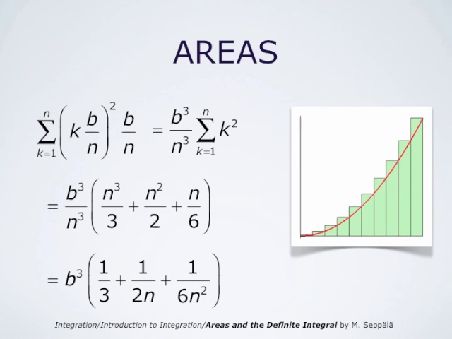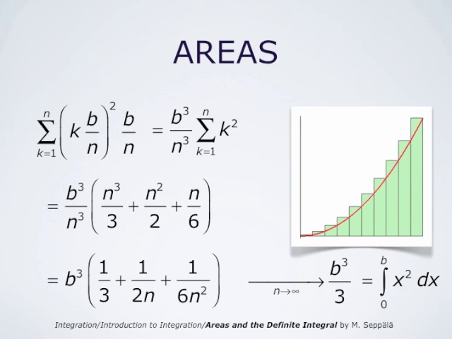Now we may partly expand the brackets and move 1 over n cubed inside the brackets. So we get b cubed times n cubed over 3n cubed, that is just 1 over 3, plus 1 over 2n plus 1 over 6n squared. And this quantity has the limit b cubed over 3 as n goes to infinity, and this limit b cubed over 3 is now the definite integral from 0 to b of x squared dx.